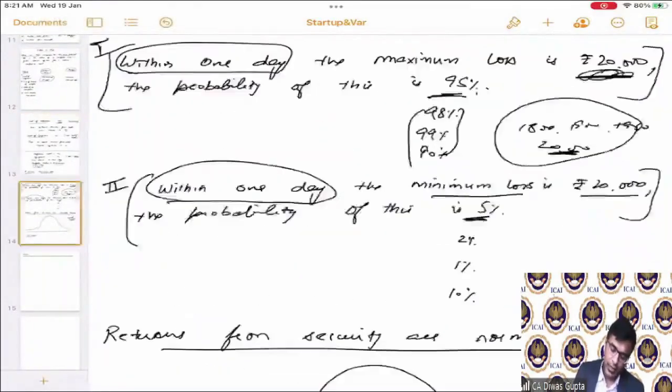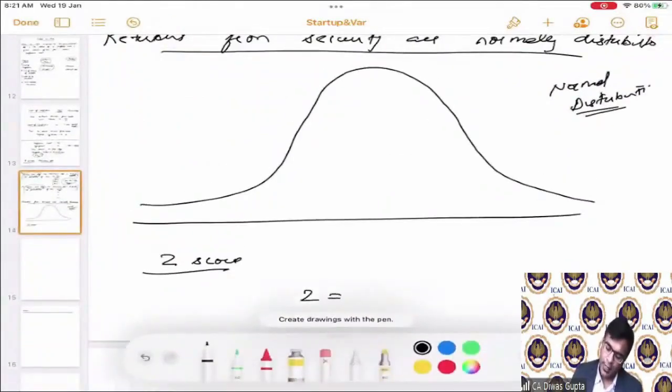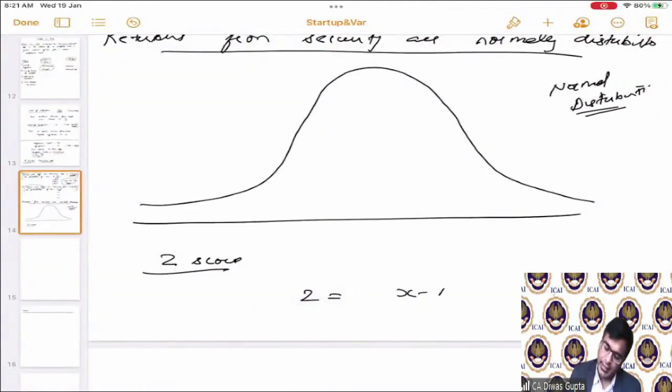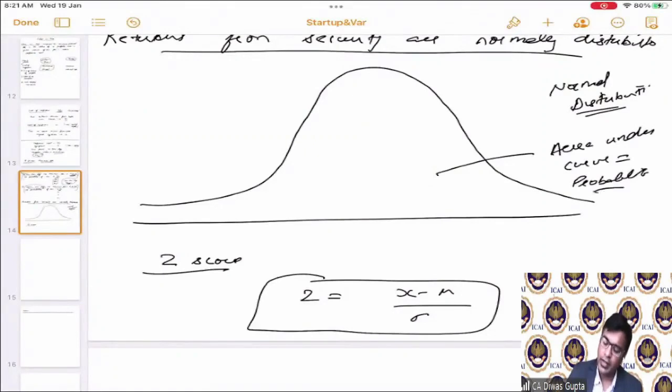We need to calculate the Z score, right? What is that Z score? Z is equal to X minus mean divided by standard deviation. We said that in a normal distribution, there is an area under the curve. Area under the curve represents the probability, right? I'm just taking it a bit faster because we have already discussed this. In that, we used to calculate the Z score, then we used to refer to the normal distribution table, and for this Z score, we used to find the probability there.